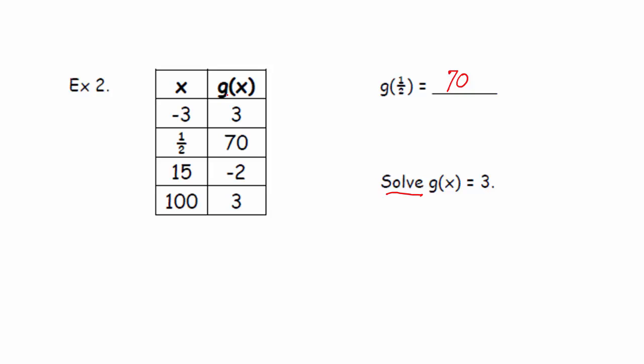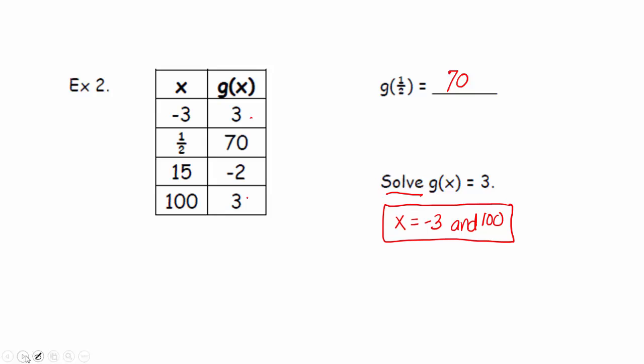Well, the g of x column is right here. I see a 3 here and a 3 here. How do I know which is the answer? Well, if you're thinking that both are the correct answer, you are correct. So I'm going to say that x equals -3 as my first answer, and x equals 100 as a second answer.